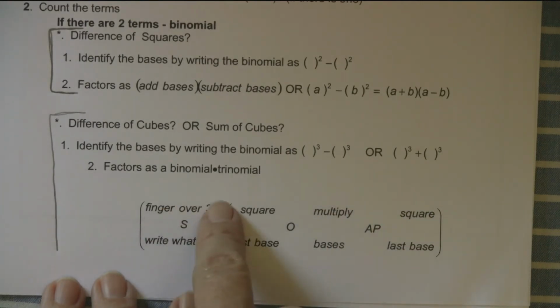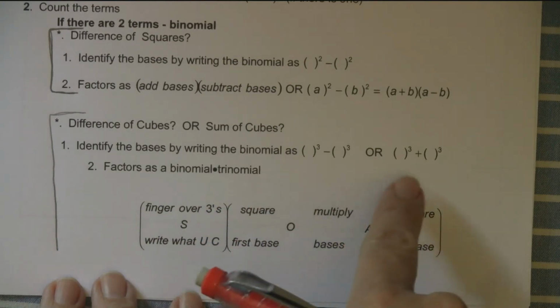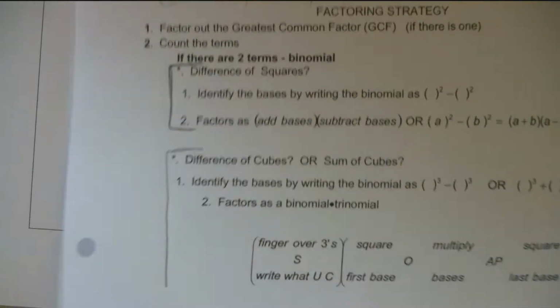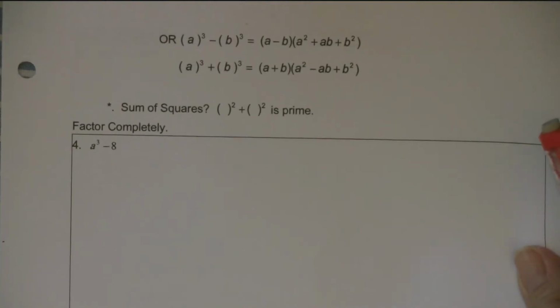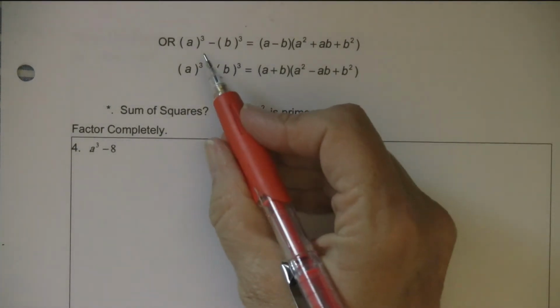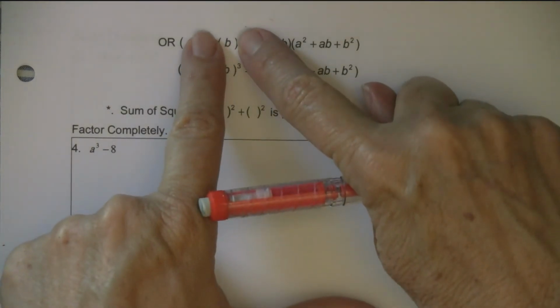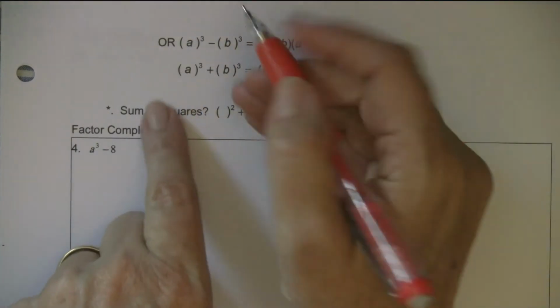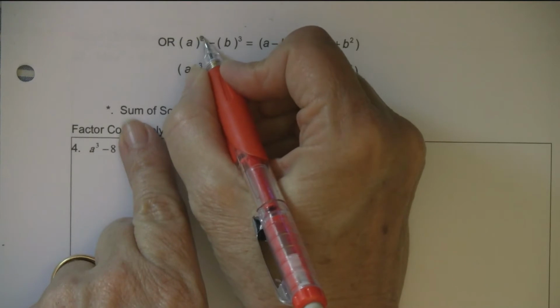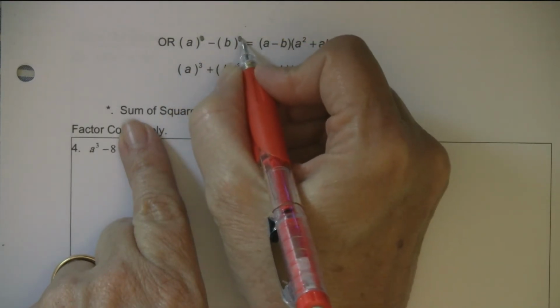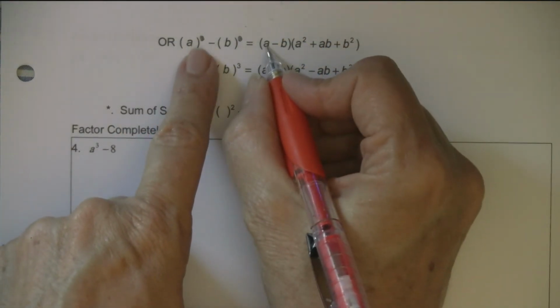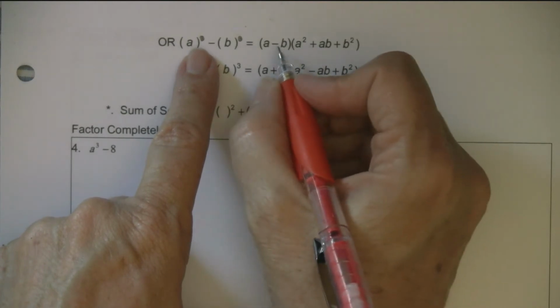I sing finger over threes, write what you see, square, multiply, square. Now, this formula right here that I have at the top of this page is also my song. It's finger over threes, write what you see. So if you put your finger over your threes, your exponent threes, and you write what you see, you're going to have A minus B. So that's how my song works.